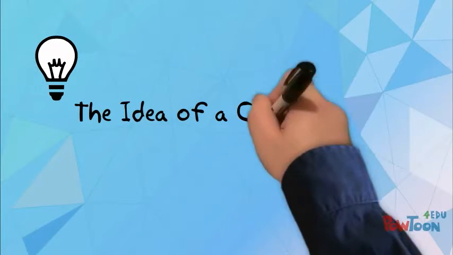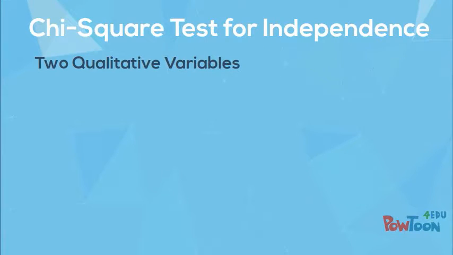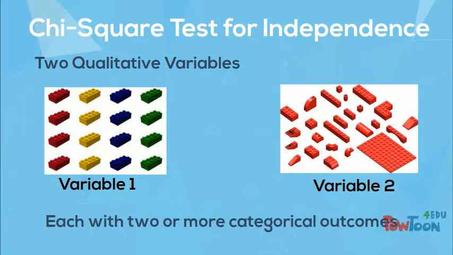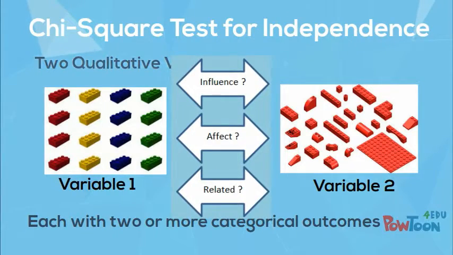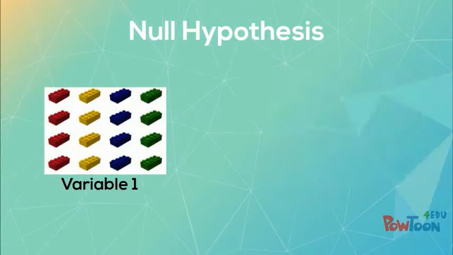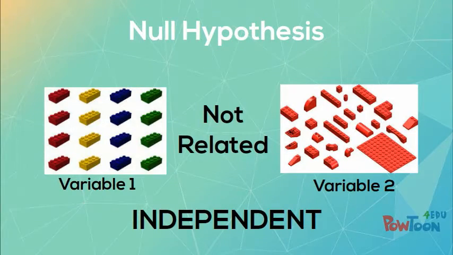The idea of a chi-square test for independence. Chi-square tests for independence are used when you have two qualitative variables, that is, variables with two or more categorical outcomes, and you want to see if they influence, have an effect, or are related to each other. The null hypothesis is that the two variables are not related, that is, that they are independent.